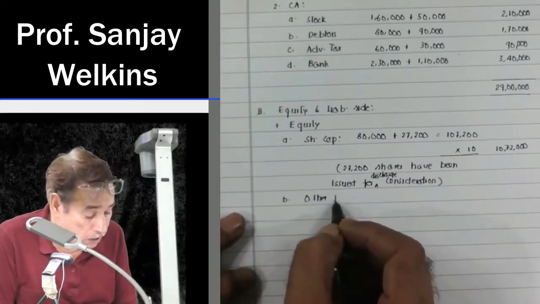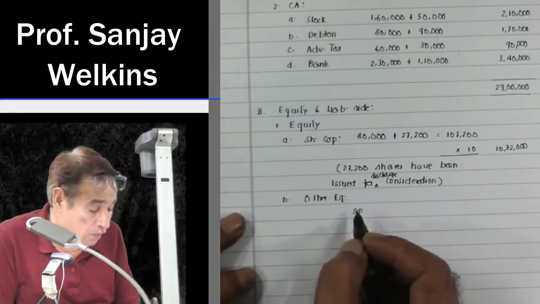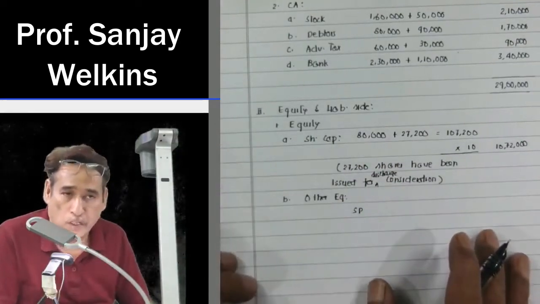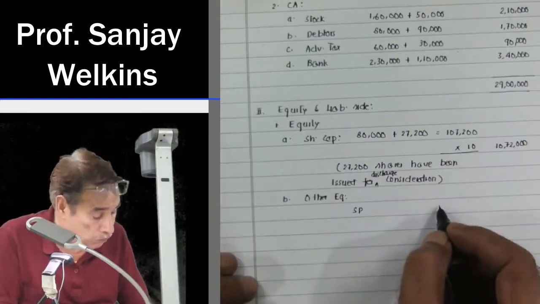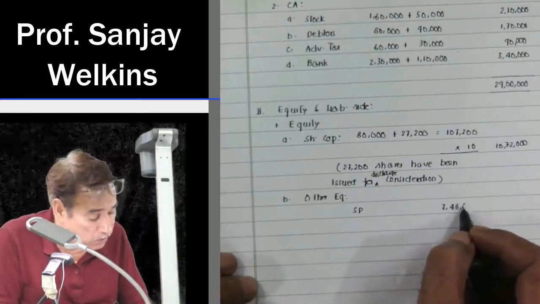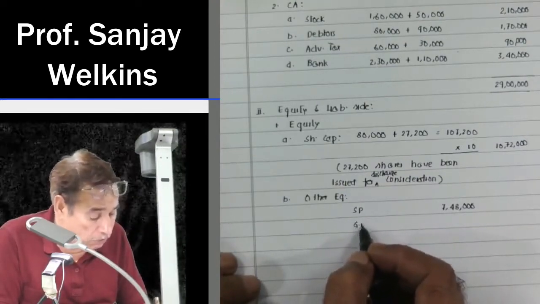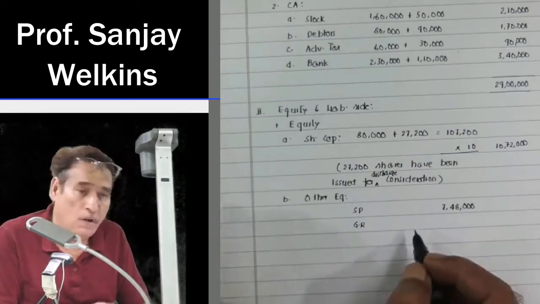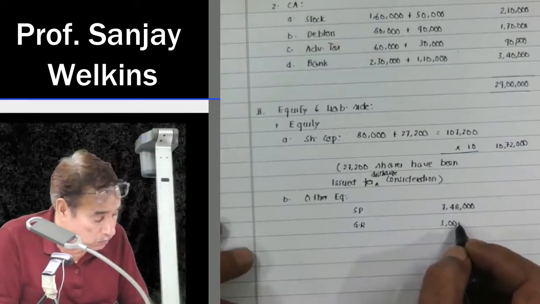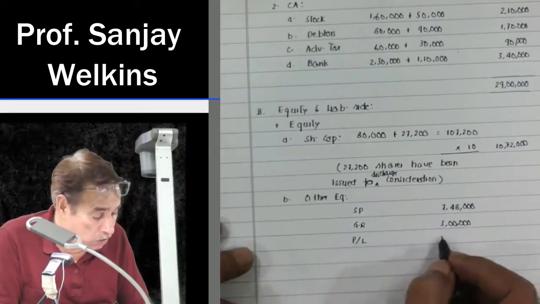As far as other equity is concerned, securities premium. 27,200 shares we just offered, and some of those shares were at a premium, and premium amount was 7,48,000. Then our general reserve, we will not add the general reserve of W2 Limited, correct? Our general reserve is 3 lakhs. Our profit and loss account is 2,15,000.